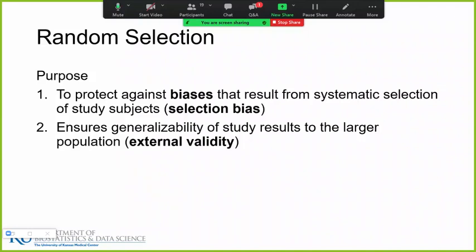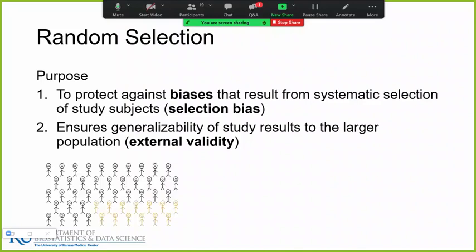So the ways that we, in an experimental setting for human subjects, approach protections against some of these biases are through some of these random processes, like trying to randomly select study subjects from the population. The purpose of that is to protect us against biases that result from systematic selection of study subjects. That's called selection bias. And it also ensures that we have a representative sample. So when we try to generalize our findings back to a larger population, we have external validity.